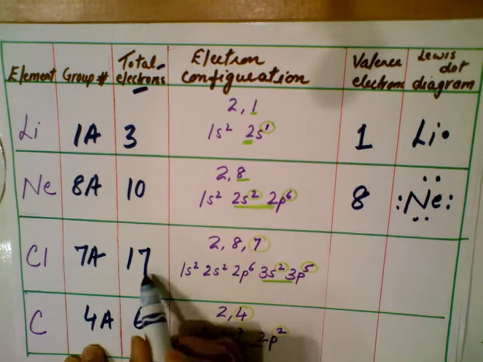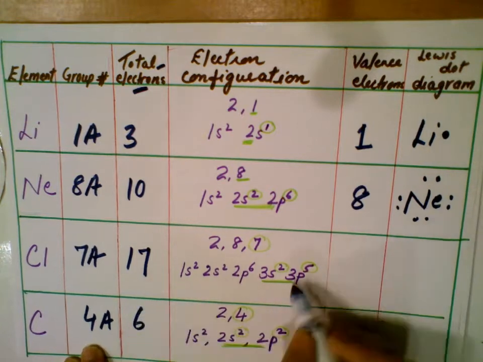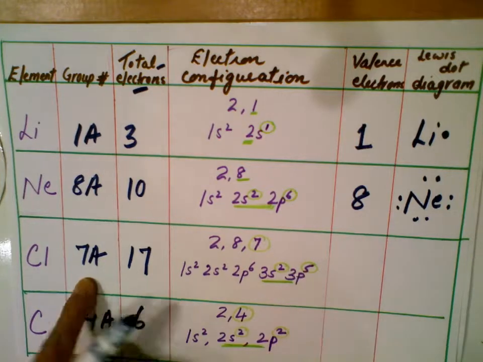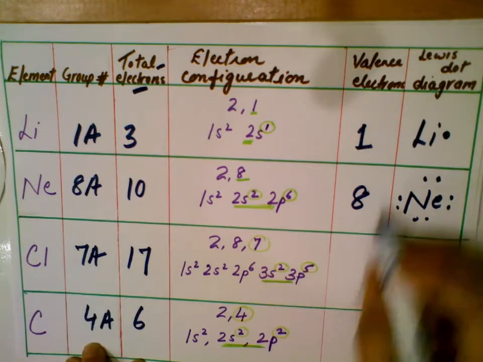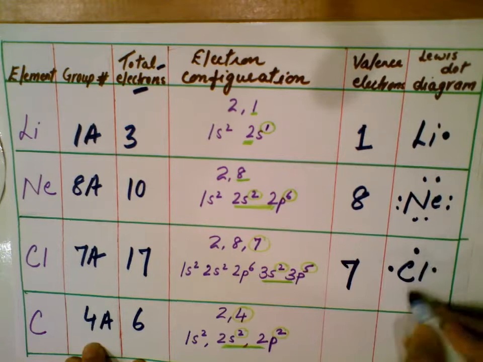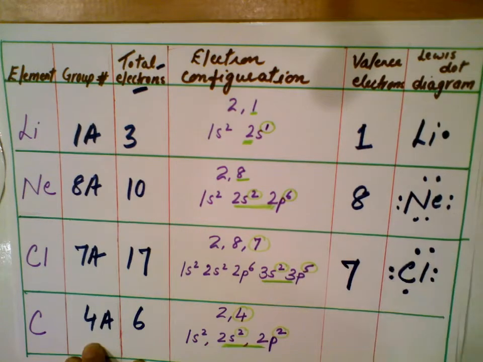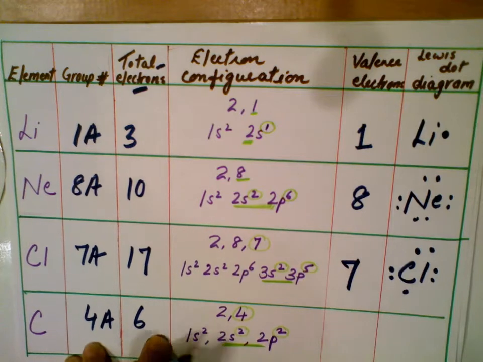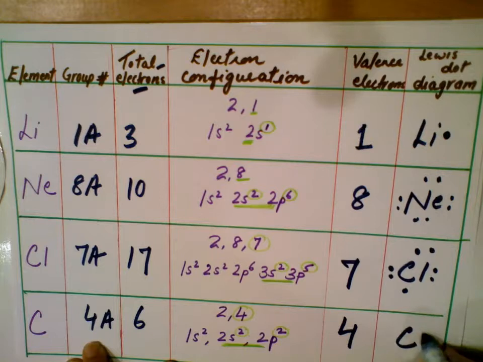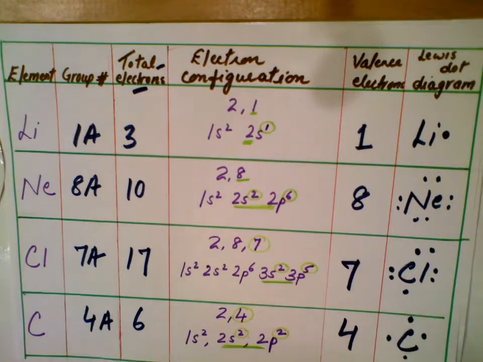Chlorine, total electrons is 17. However, the valence electrons are 5 plus 2, which is 7, and also is the group number 7A. So valence electrons 7, 1, 2, 3, 4, 5, 6, 7. And then carbon, the total number of electrons are 6. However, the valence electrons are 4, and so is the group number. So write 4, and carbon 1, 2, 3, and 4.